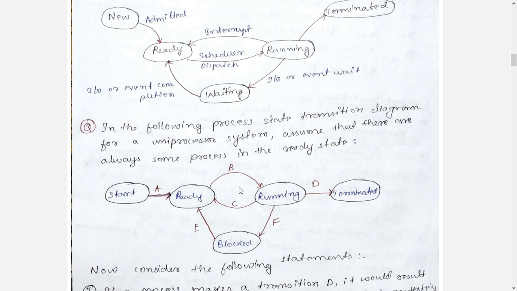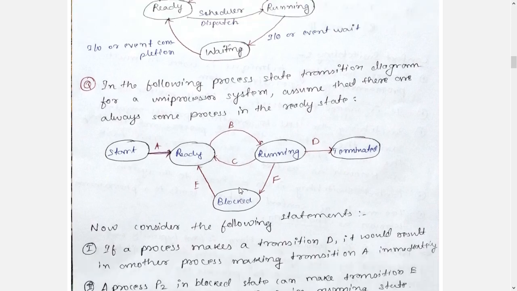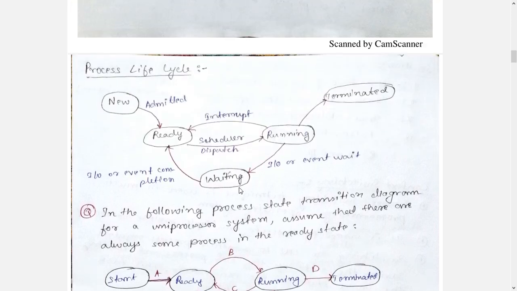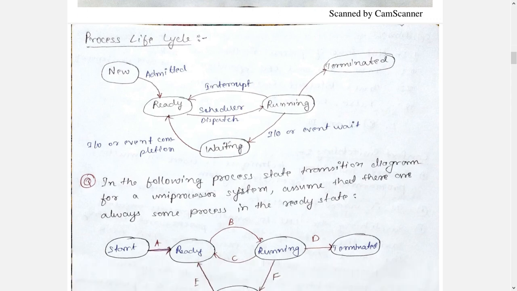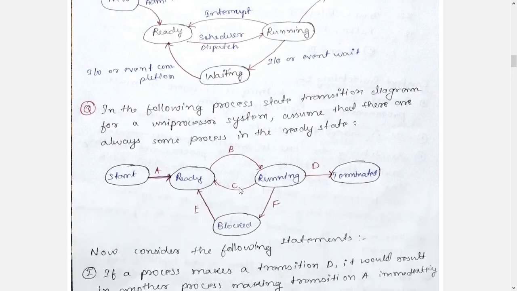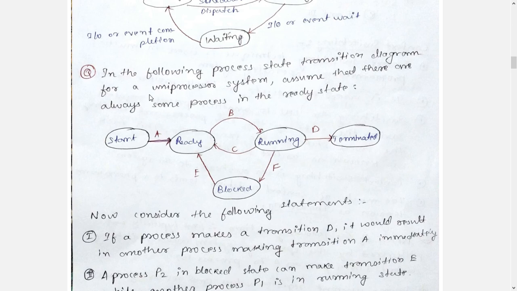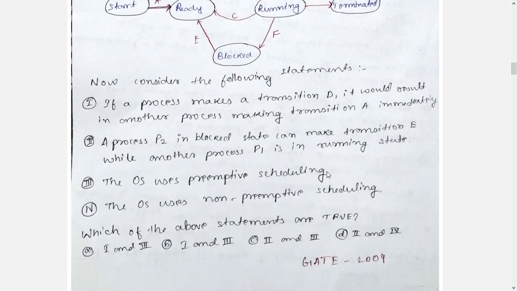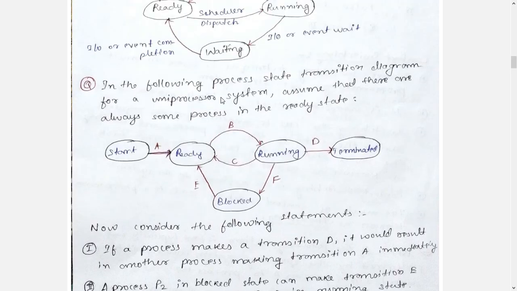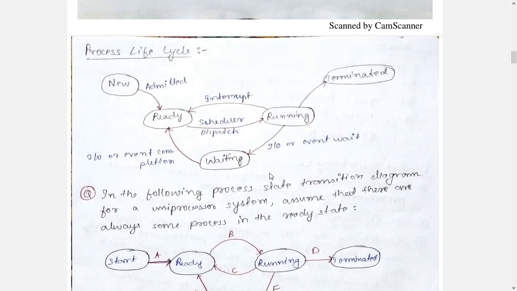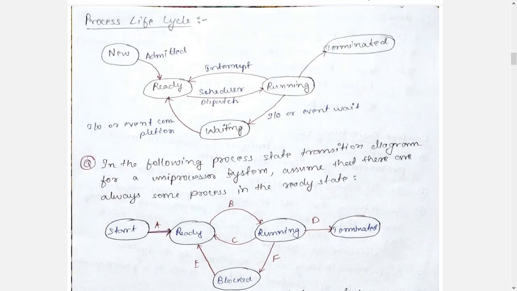Here, as I said, we will do many questions so that it becomes very clear, not just theory, but we'll also solve the problems too. In the following process, this is a GATE question actually, GATE 2009. In the following process state transition diagram, this is a state transition diagram. Both these are almost the same, identical diagrams.